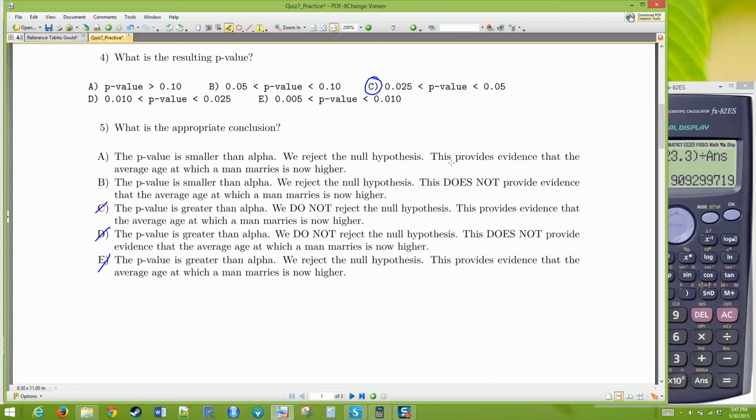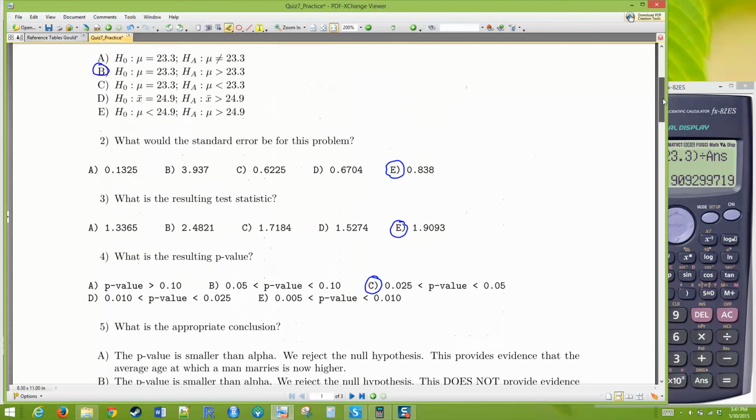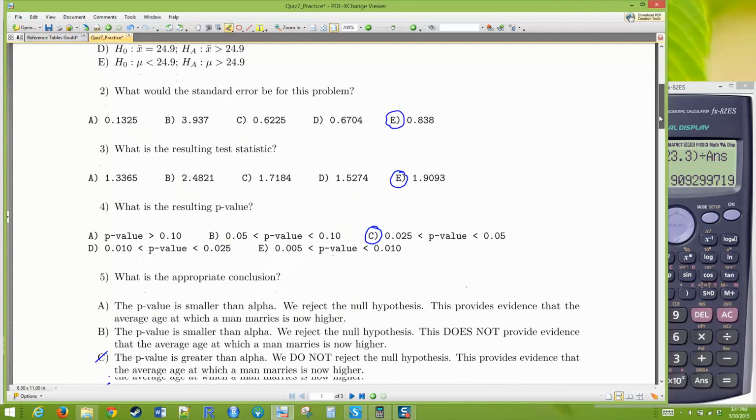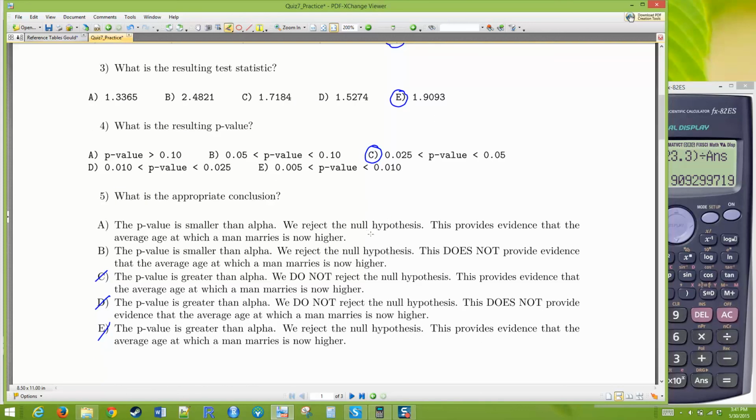Choice A says this provides evidence that the average age at which a man marries is now higher, and choice B says this does not provide evidence that the average age at which a man marries is now higher. If we look at our null hypothesis, we see that mu equals 23.3, which means the average age has not changed. But we are rejecting that, so we are going to conclude with choice A. We have evidence that the average age at which a man marries is now higher, and we're going to reject answer choice B. So number 5 is answer choice A.